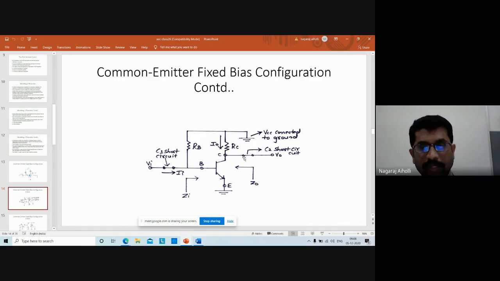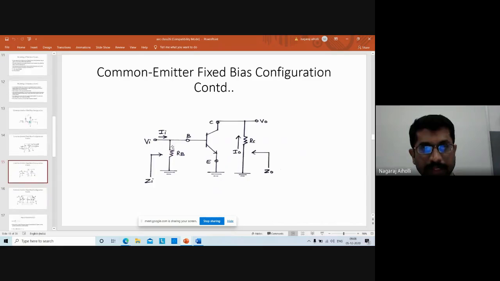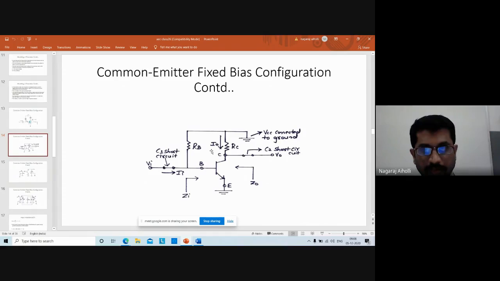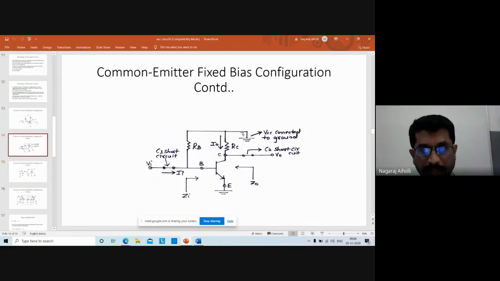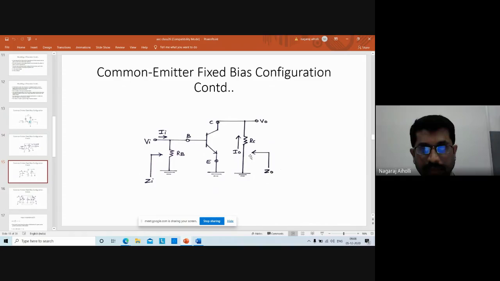Now this circuit I am drawing in the form of the equivalent circuit. That is, Vi is there, RB is in between base to ground. Then we have the transistor. Then at the output side, we have RC connected between collector to ground. Again, this is converted into the re model. Next is the re model.